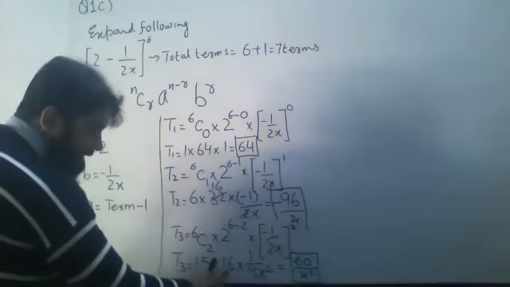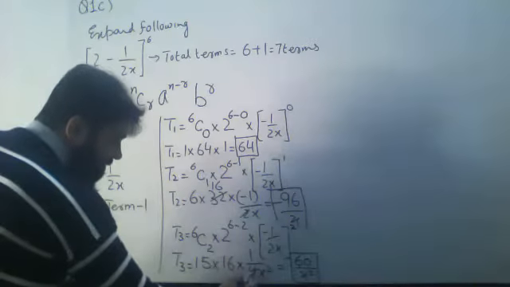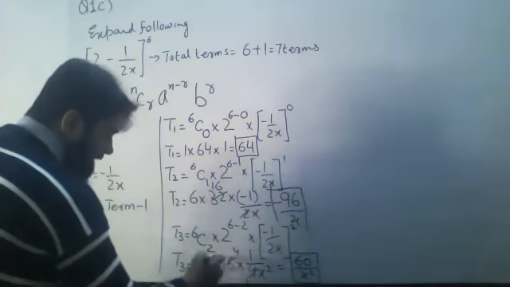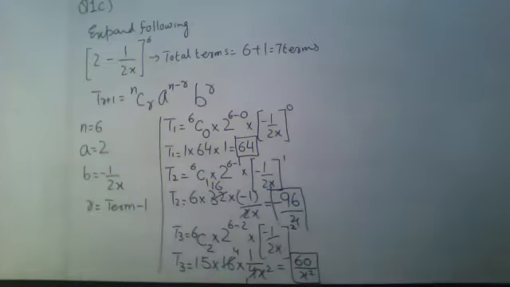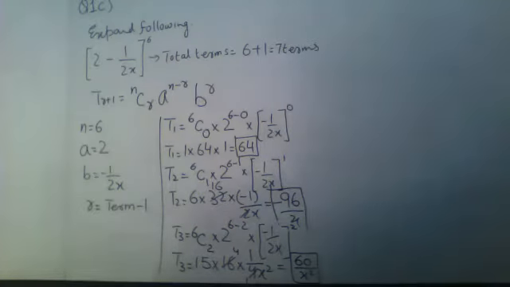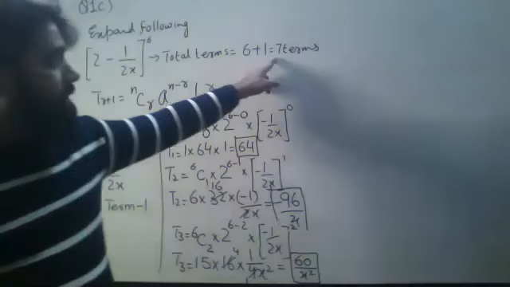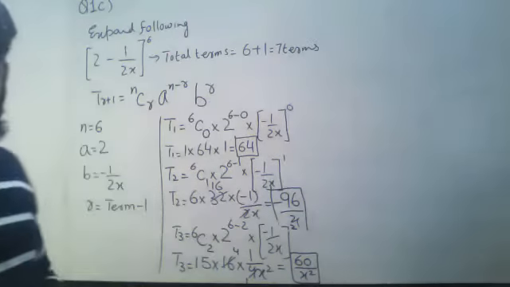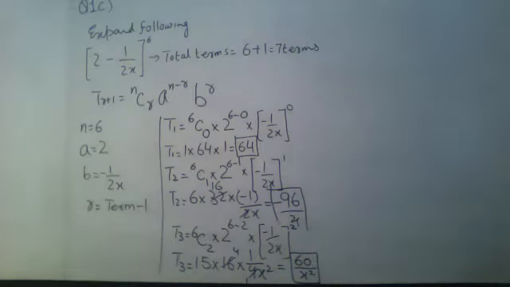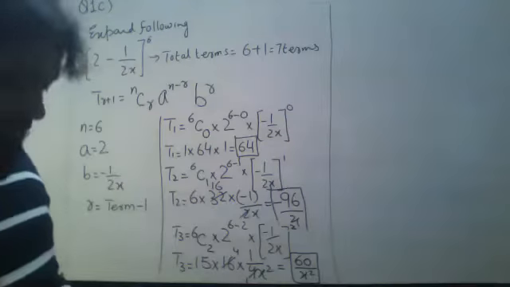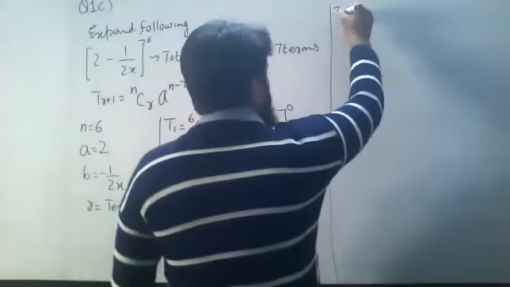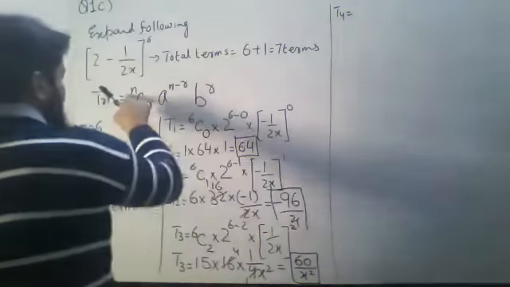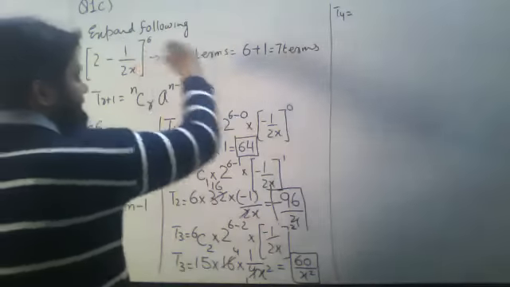15 into 16 into 4. 4 ones are 4, 4 fours are 16 and 15 into 4 is 60 over x square. That is my third term over here. Okay. I have to go till the seventh term. Okay. So now for T4, it will be NCR, N is 6.